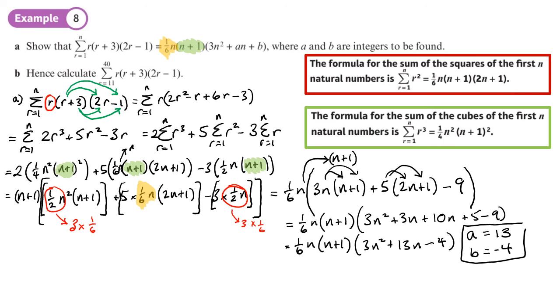Now, as I said, there's lots of different ways of factorising it. I have just chosen one way. You can do it completely differently, whatever works for you.